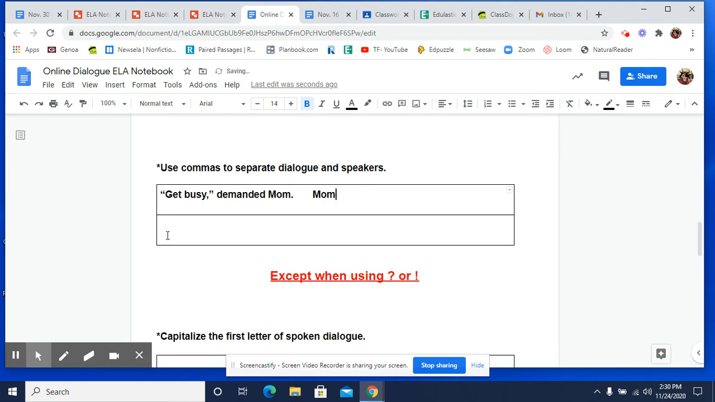So I could say, Mom demanded, comma, okay, because this is my tag. The "Mom demanded" is my tag. So then I separate it with a comma, space after my comma, quotation, "Get busy," period, because the period comes first, and then the quotation. Okay. So that's a different way of saying that if you did the tag first.